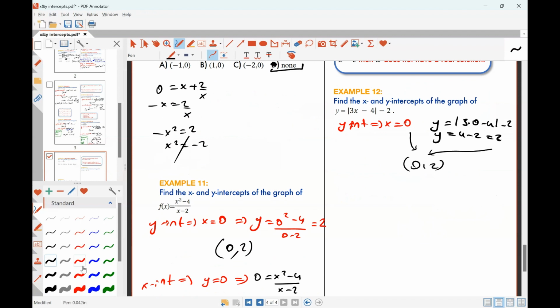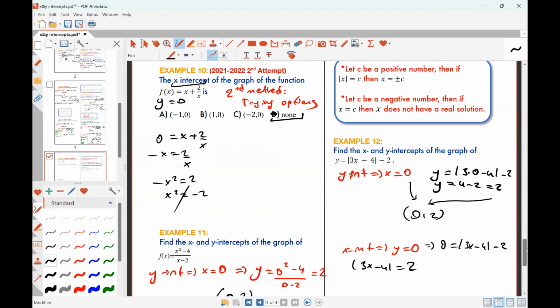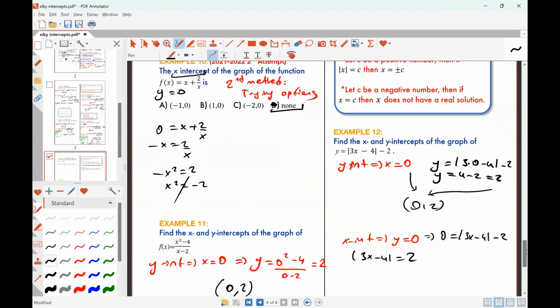Our x-intercept, we let y be 0. So 0 equals absolute value 3x minus 4 minus 2. Bring minus 2 over. Absolute value 3x minus 4 is 2. So remember the rules for absolute value. Remember how to solve absolute value equations.